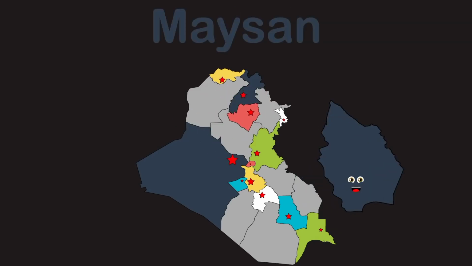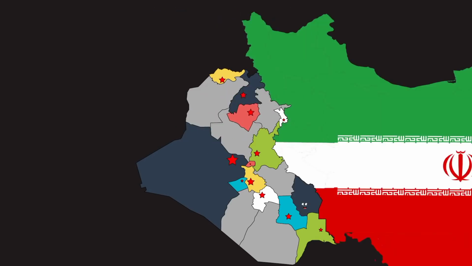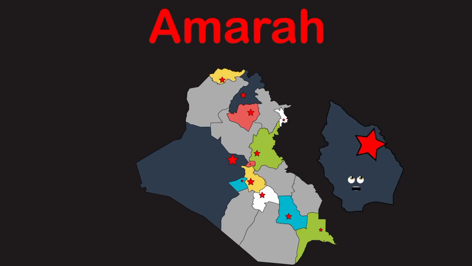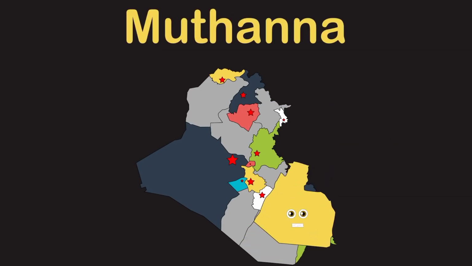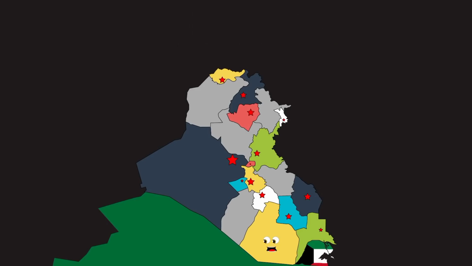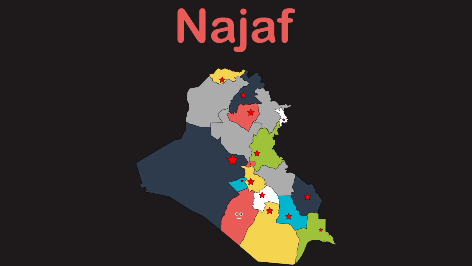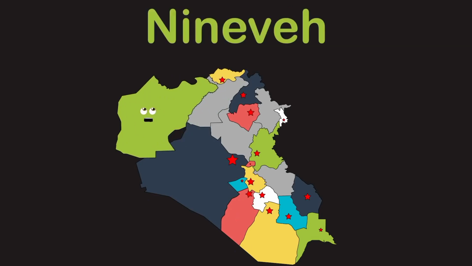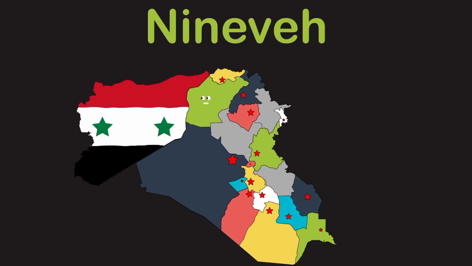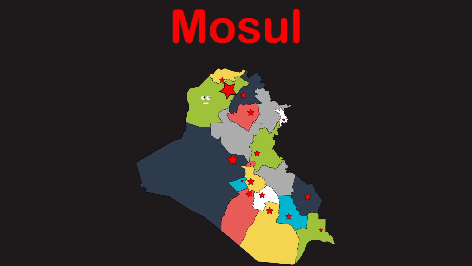Maysan, I touch Iran. My capital, Amara, is also in this song. Muthanna touches Kuwait and Saudi Arabia. I have a capital as well, its name is Samawa. Najaf is touching Saudi Arabia here. Najaf is my capital, it just appeared. Nineveh is touching Syria. My capital is Mosul, nice to see ya.